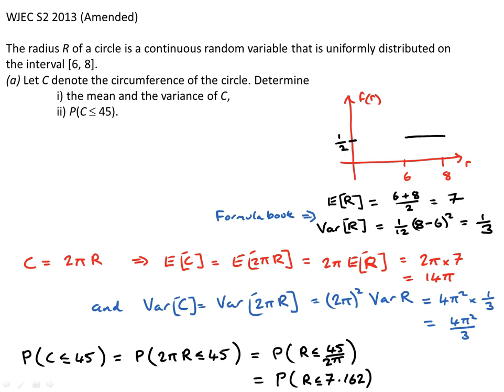Now, the probability that r is less than or equal to 7.162 is the area underneath the graph, to the left of 7.162, because areas under a probability density function give us probabilities. That area is going to be a half, that's the height, times the base of that shaded region, which is 1.162. So the area there is a half times 1.162, which is 0.581. And that is our probability.